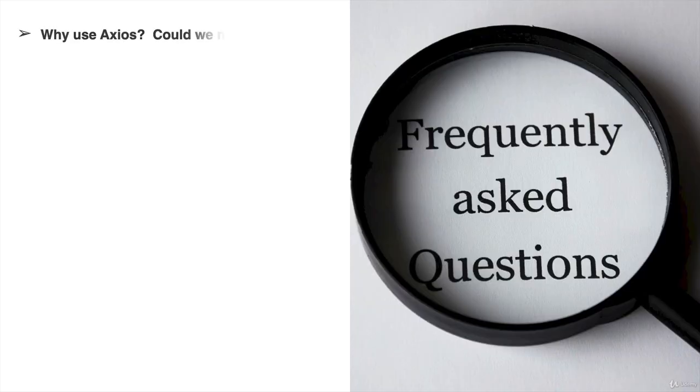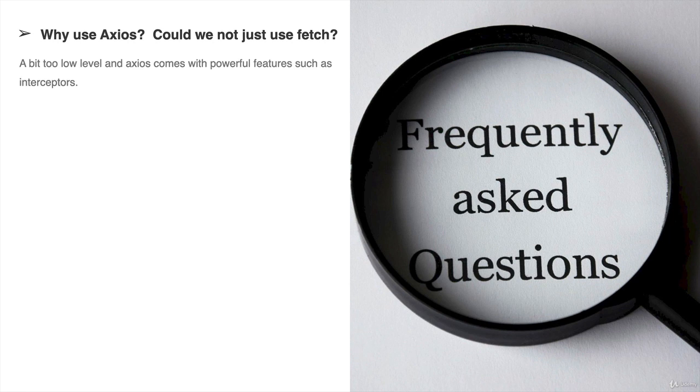So just one frequently asked question, why are we using Axios? Could we not just use fetch that comes with JavaScript nowadays? Well, we could do, yes, but it's a little bit too low level, and Axios comes with some pretty powerful features such as interceptors that really help us write less code to do common tasks, and later on you'll see more benefits of using interceptors as and when we need them.